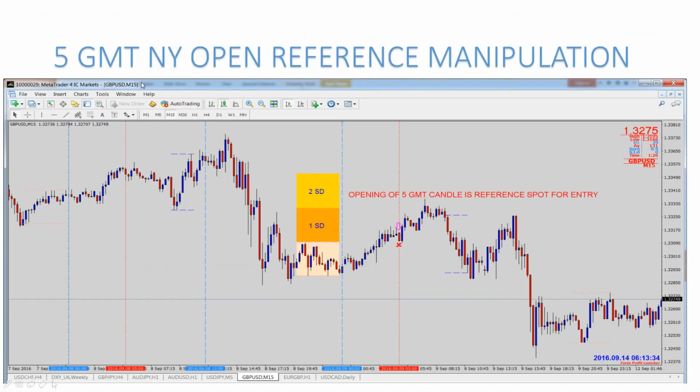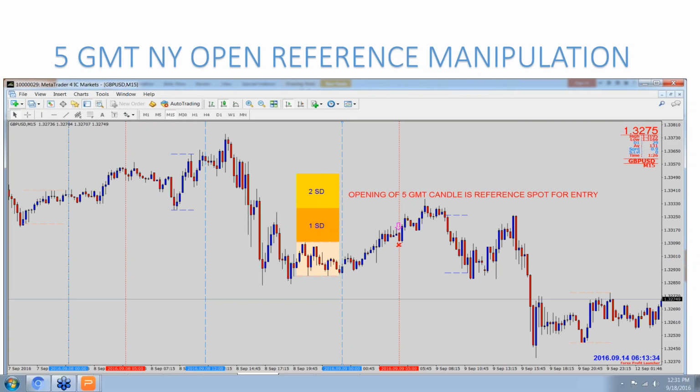So we've got 5 GMT New York Open referencing manipulation. We've got the opening of the 5 GMT candle as the reference spot for your entry. What I mean by that is that you're going to be looking at this zone right here, this zone below the opening of this candle, to see price manipulated.